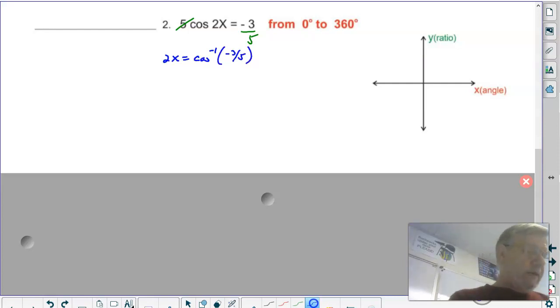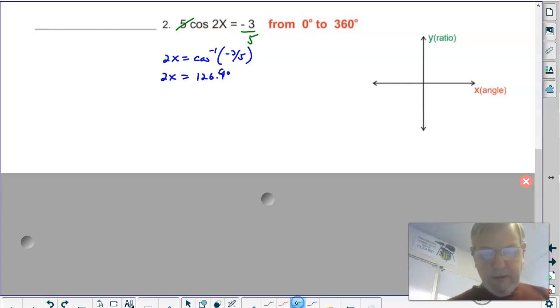So I'm going to punch it in my calculator. 3 divided by 5, make it negative. Inverse cosine. Let me punch that one more time, make sure I am good. 3 divided by 5, negative, inverse cosine. Okay, 126.9 degrees. All right, so 2x equals 126.9 degrees.